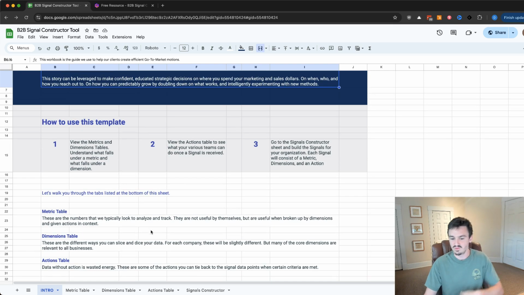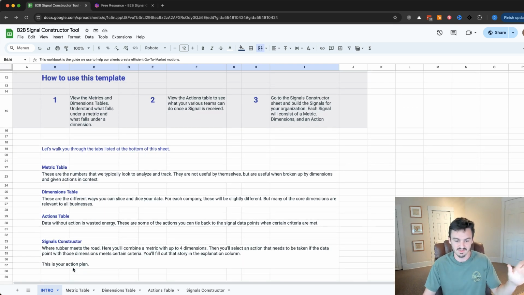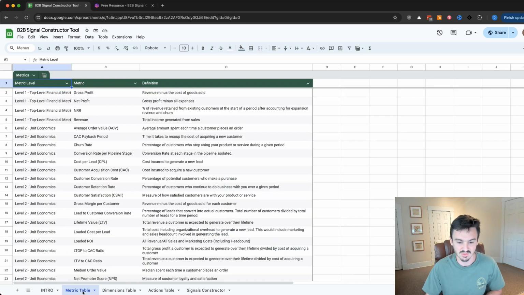And so when you go access this tool, you'll have all this stuff you can read later. But let's dive into the metric table. So these are broken down by each part we just described: metrics and dimensions, and then actions. And that's where we get our signals that we can act on.